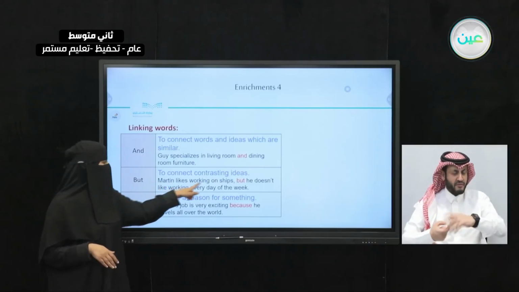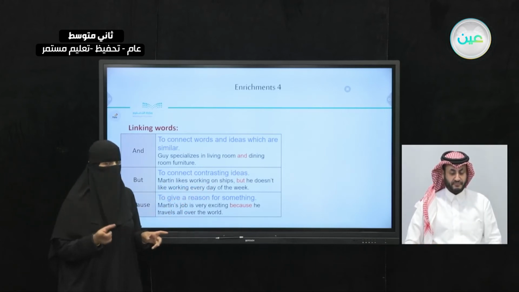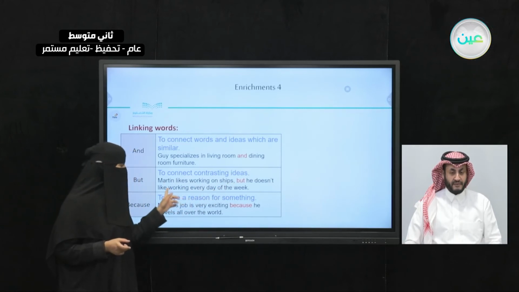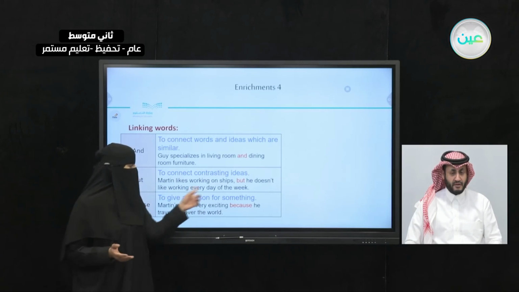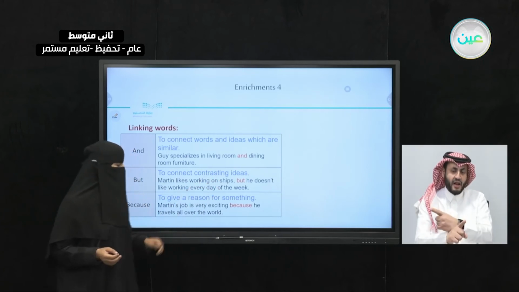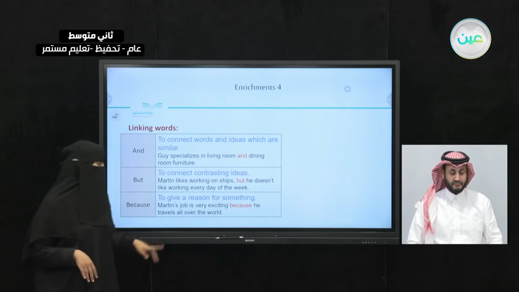So here, Martin likes working in the ship. So this is the first one. In the second sentence here, which is something he doesn't like. These are not similar ideas. That's why we are using the word but, because these are contrasting ideas, opposite to each other.